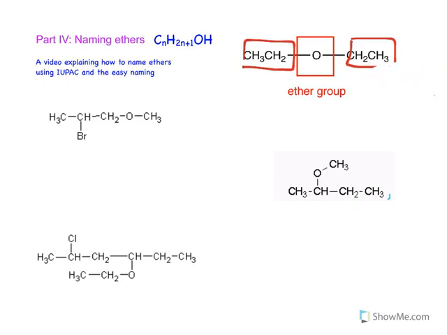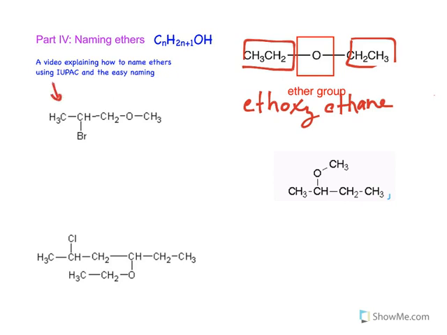So one will be ethoxy, and then the other one will be ethane. Now, of course, there's another way, which is the easy way of naming ethers. You name each side followed by ether. So diethyl ether, this one.